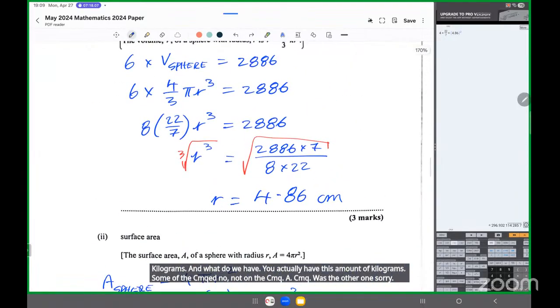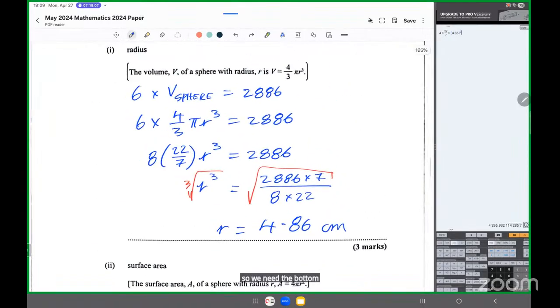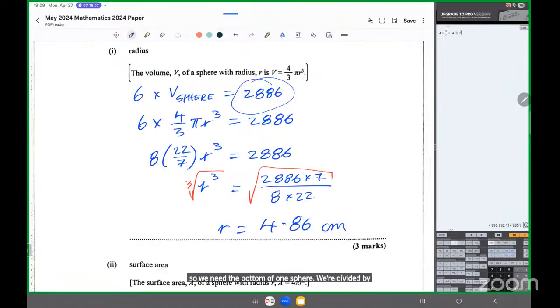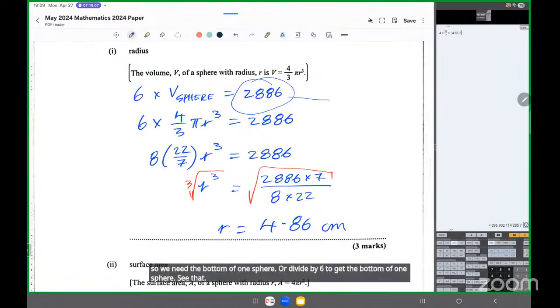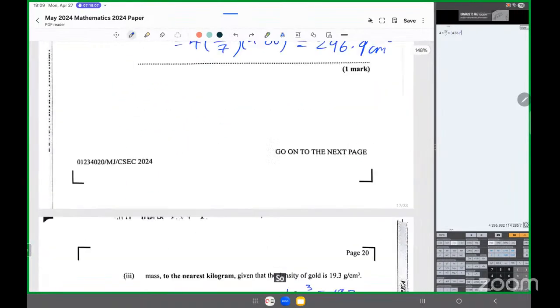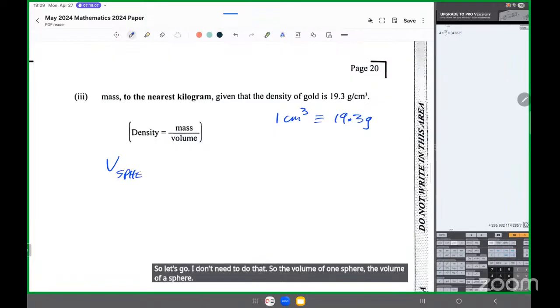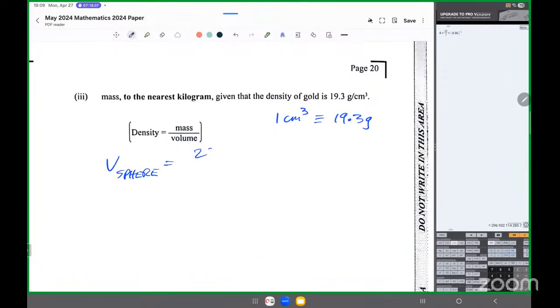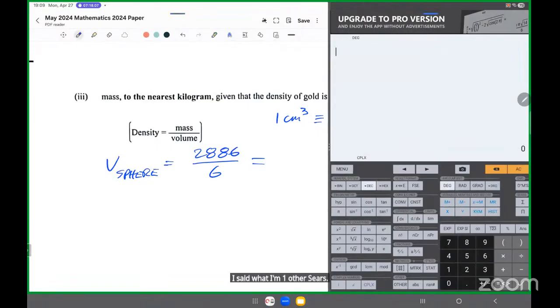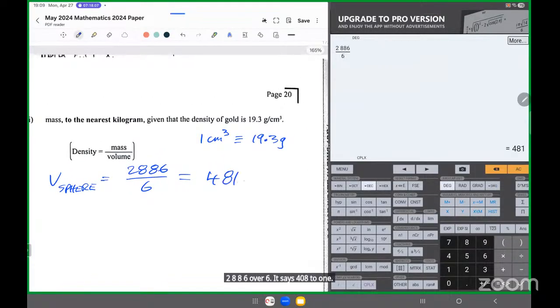What is the volume of... oh, so we need the volume of one sphere. So we divide it by 6 to get the volume of one sphere. See that? We get the volume of 1 divided by 6. So let's go down here and do that. The volume of one sphere is 2886 divided by 6. What does that work out to? That's the volume of one of the spheres. 2886 over 6, so it's 481. 481 cm cube.